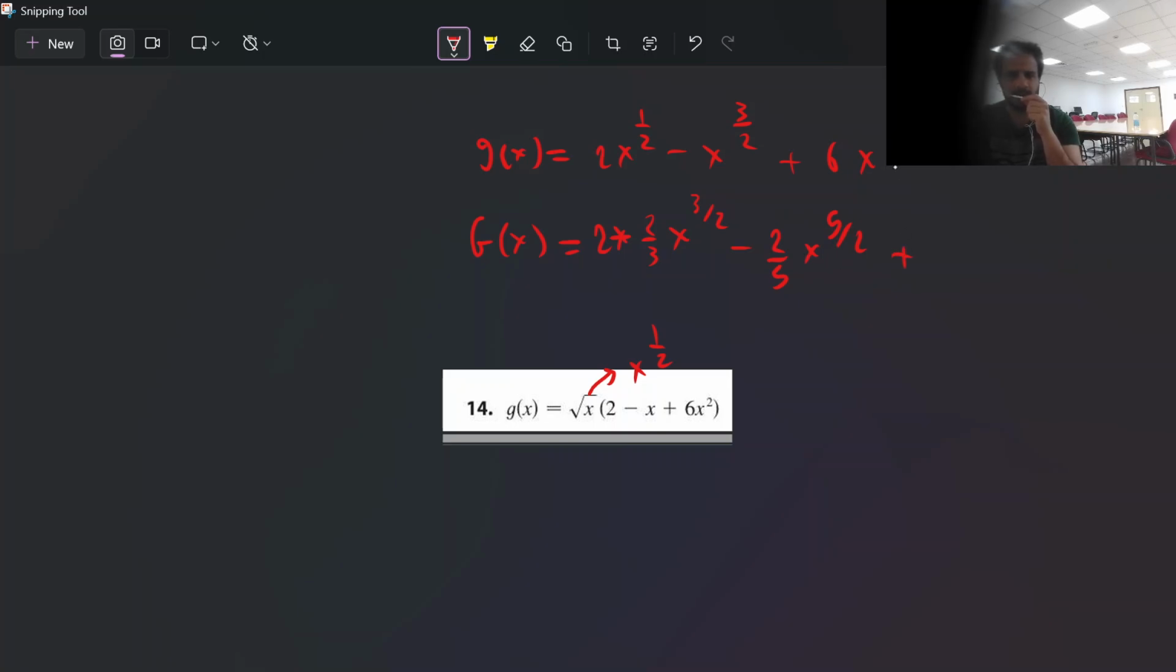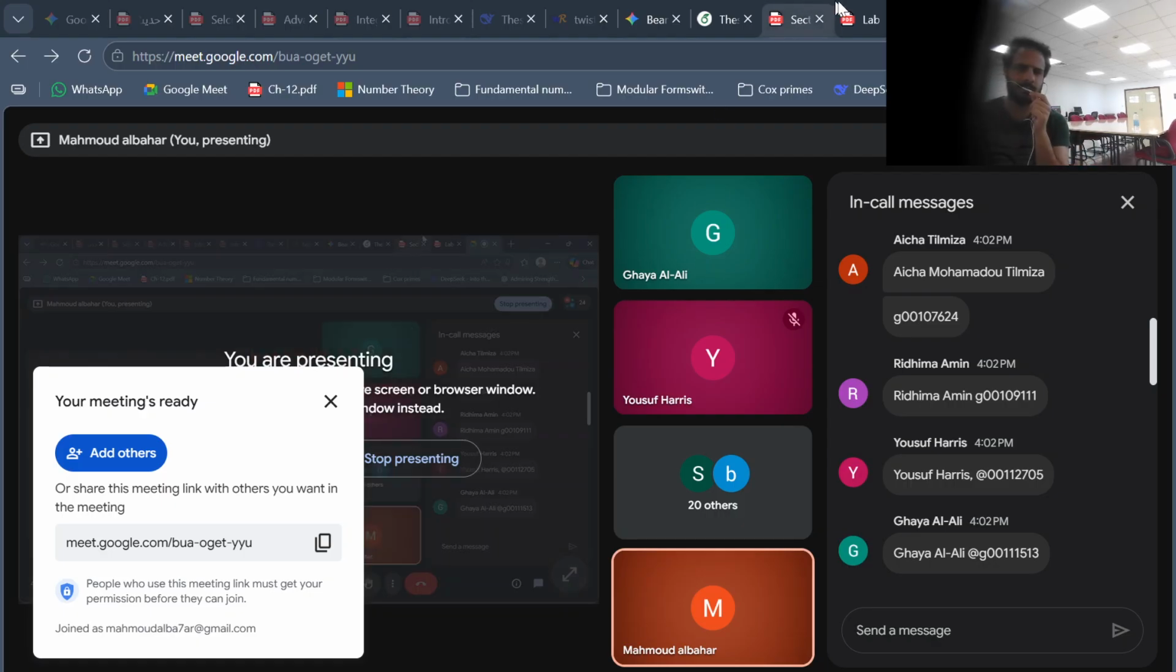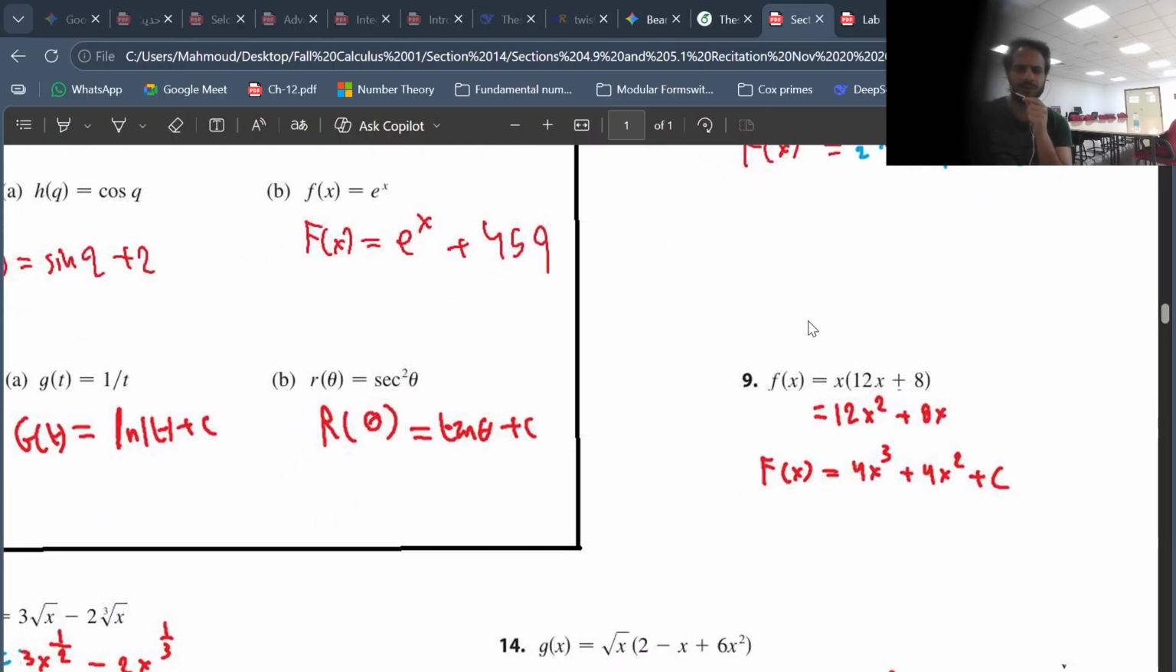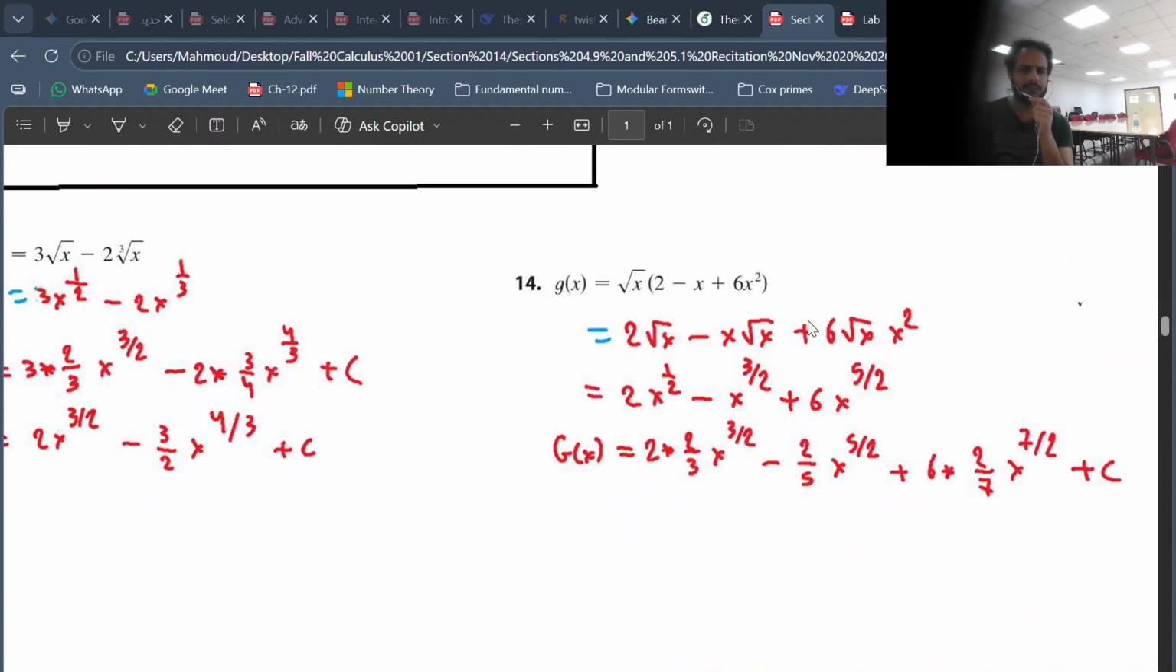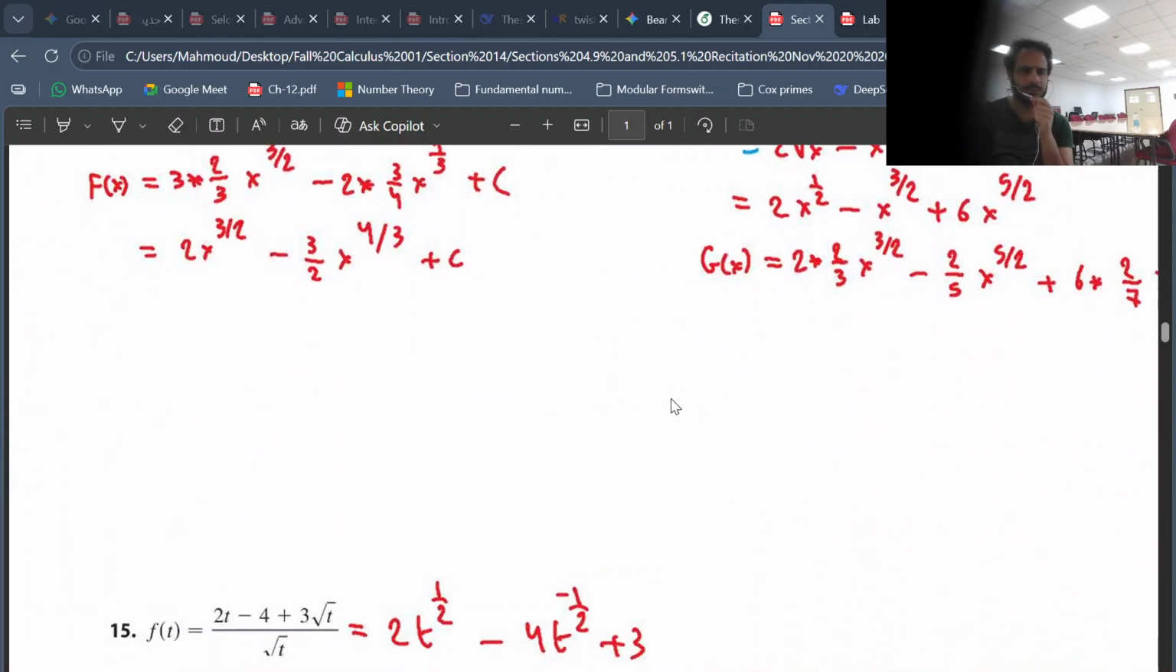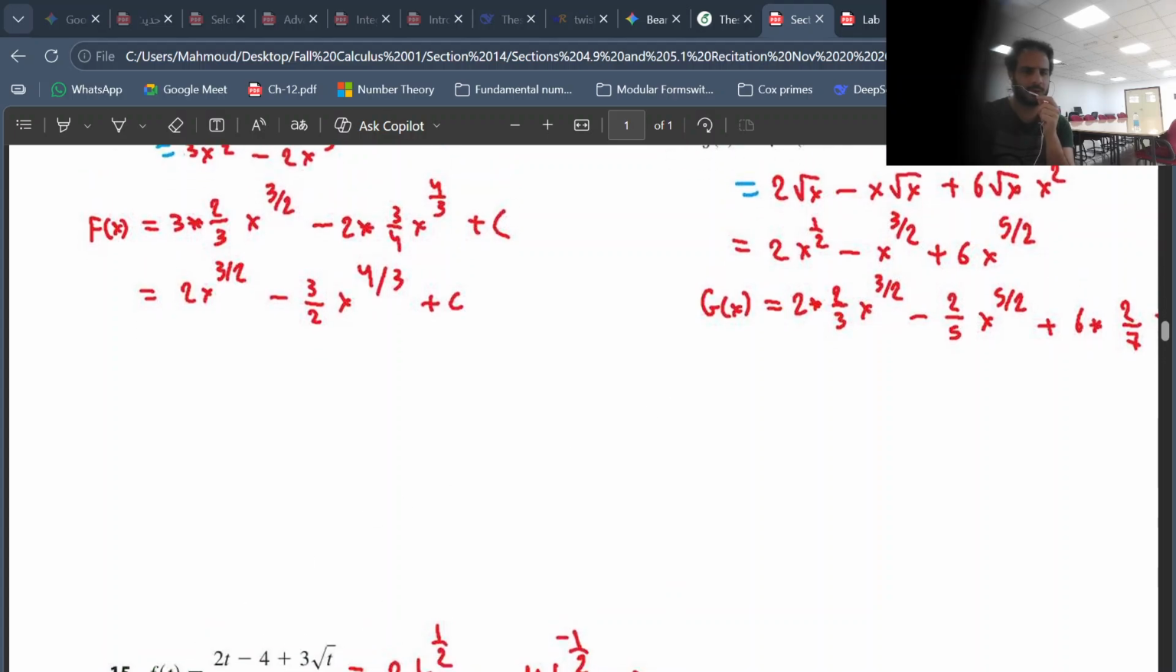Then plus 6 times x. Now here add 1 to the exponent, you get 5 over 2 plus 1, 7 over 2. Multiply by the reciprocal, 2 over 7. Do you have questions about this? And also plus c. No. Okay. Now yes, now this problem is good.